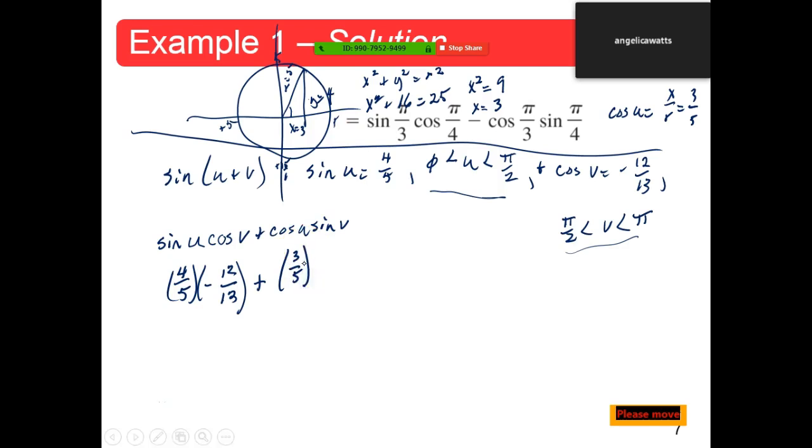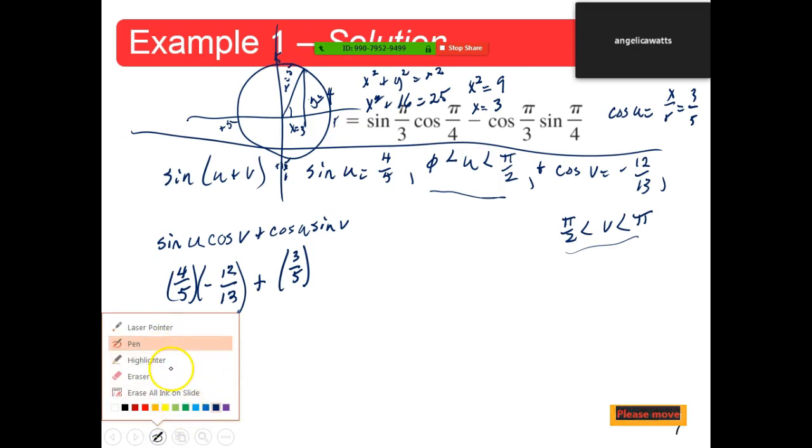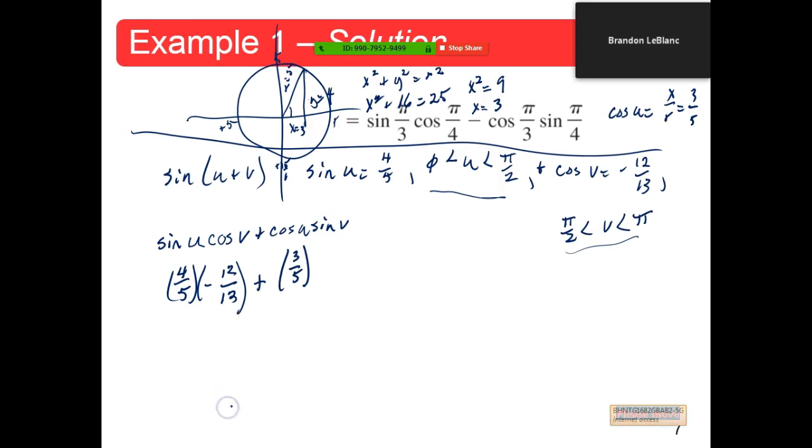Now sine of v. We're over here at v. Let's do v in a different color. You want to go back to purple or a different one? Okay, purple. We'll stay with purple.